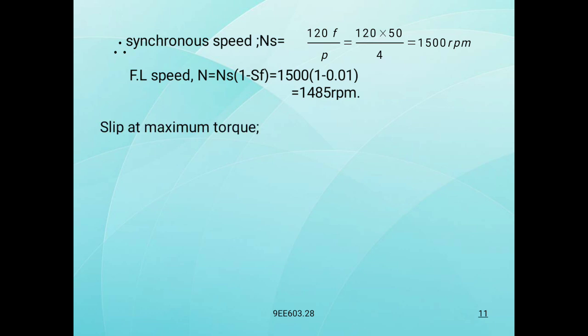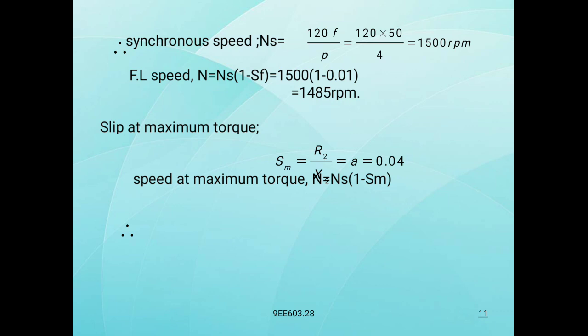Slip at maximum torque Sm is equal to R2 by X2, that is equal to A, equal to 0.04. Speed at maximum torque is N is equal to Ns into 1 minus Sm, that is 1500 into 1 minus 0.04, that is equal to 1440 rpm.